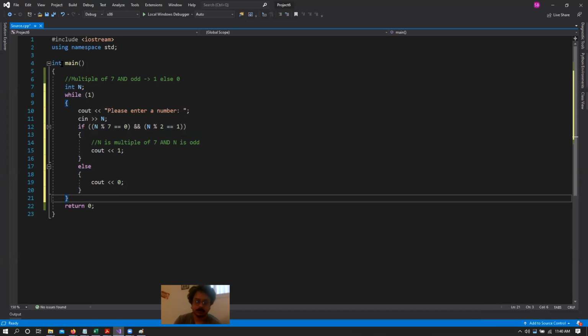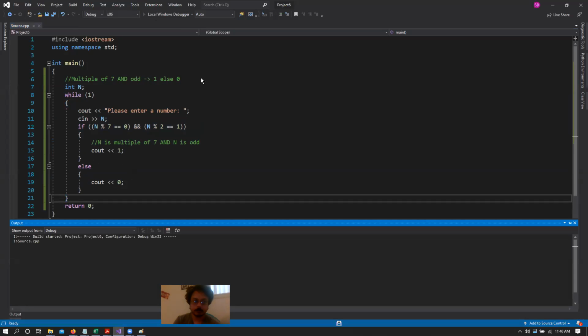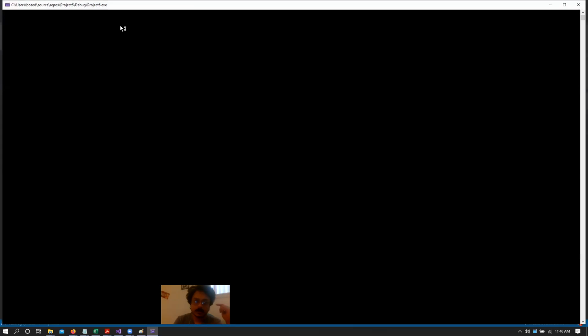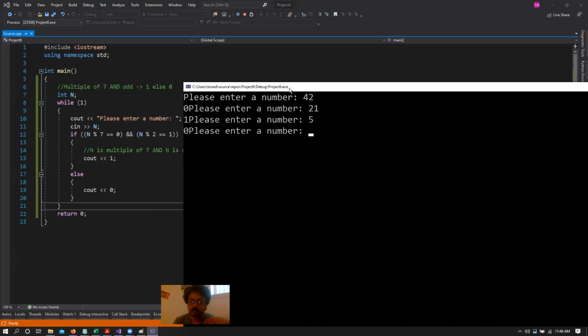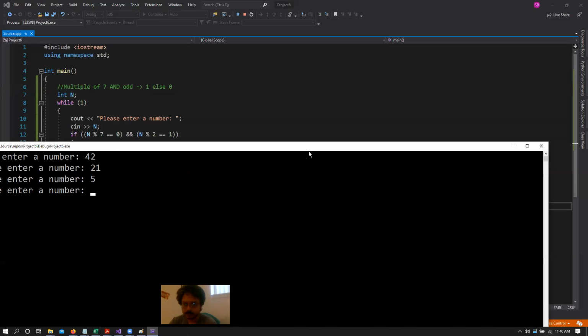keep on doing this. If I run this particular program, it is going to print out, please enter a number. I give 42, it gives me a 0. Then it asks for another number, let's say 21, it gives me a 1. Then it asks for another number, let's say 5, it gives me a 0, and so on. So this is where we would have used a loop if we were going to do this again and again over time. But in our current problem, we do not have any loop requirements.